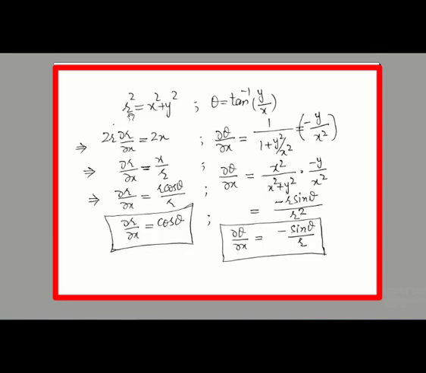By differentiating r with respect to x, we will get partial r by partial x equal to x over r, and in polar coordinates x is equal to r cos theta, and after simplification we will get partial r by partial x equal to cos theta.